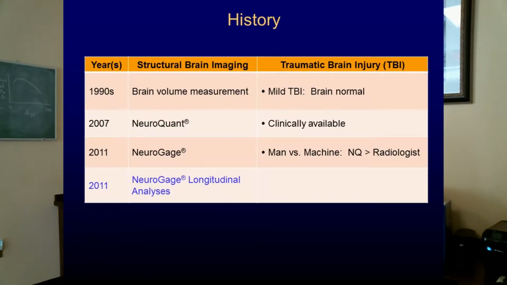Hi, I'm Dr. David Ross, and I want to tell you more about our software Neurogage and how it allows us to analyze longitudinal change over time in brain volume, which is very important for understanding the effects on the brain of traumatic brain injury and many other brain disorders. We began working in this area in around 2011, and to give you an intuitive idea of the importance of longitudinal analysis, I'm going to tell you my story about the incredible shrinking man.